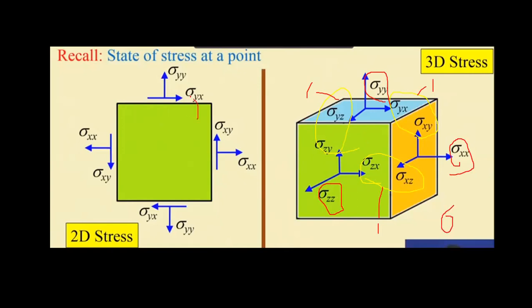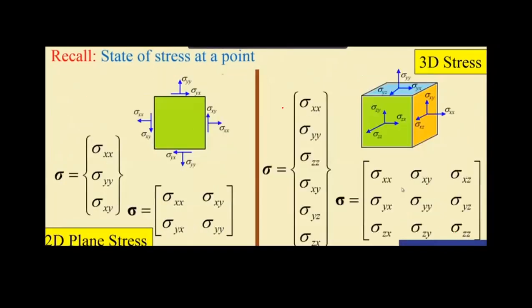So that means you have 6 unknowns. Here you have these two equal, so that means 3 unknowns: 1, 2, and 3. Right? This is just the representation of a stress at a point when a load is applied, and this is how you write it. So this is a symmetric tensor, right? And these two are equal.